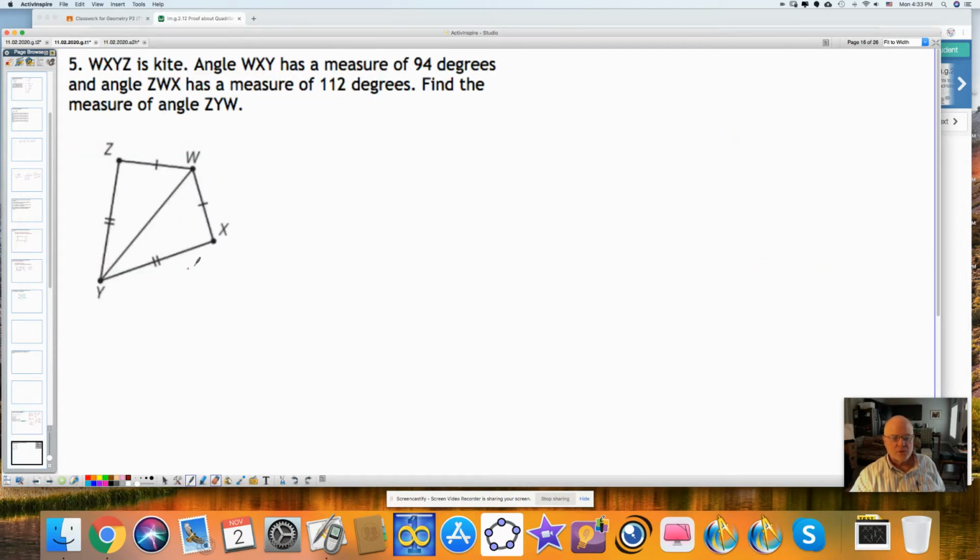Next question. We have a kite. We were told that this is 94 degrees, and this angle here, ZWX, is equal to 112 degrees. And we're asked to find this angle here, ZYX. To do this, I went through a process, and I'm going to do it now for you, of explaining why these two triangles are congruent and why that's necessary to use in order to solve for this. I did not ask you to prove it.